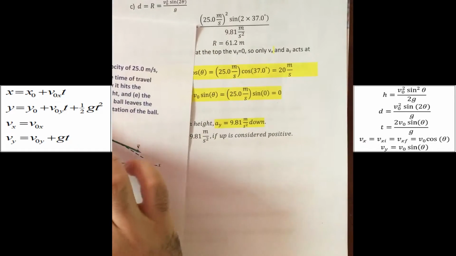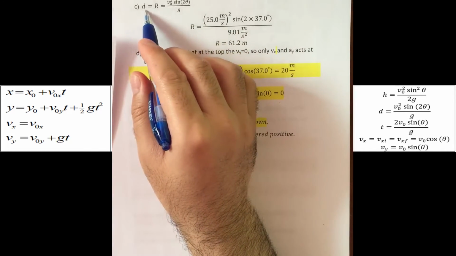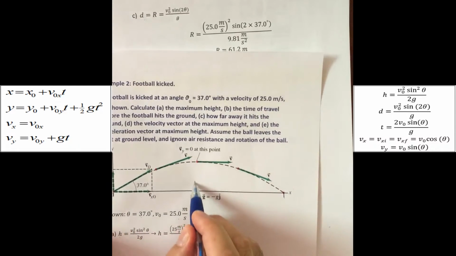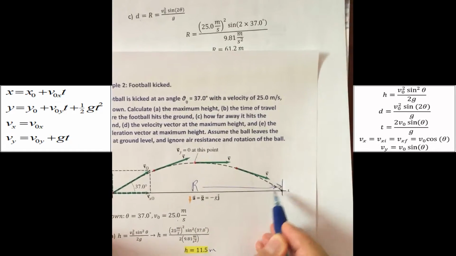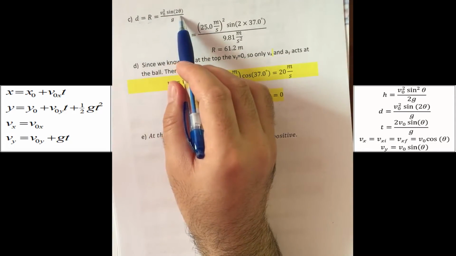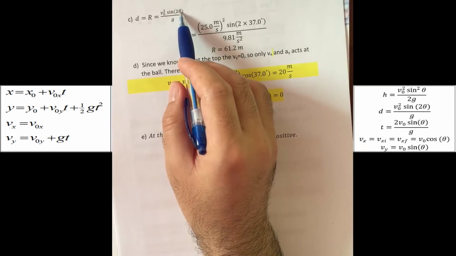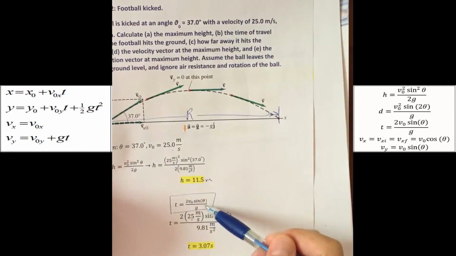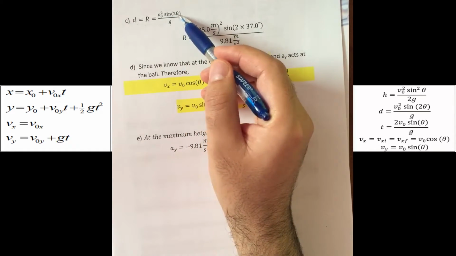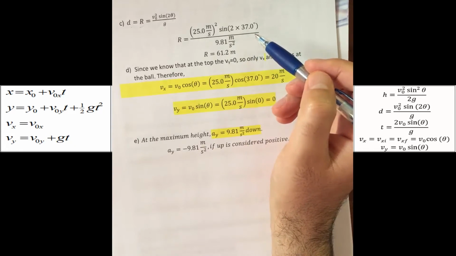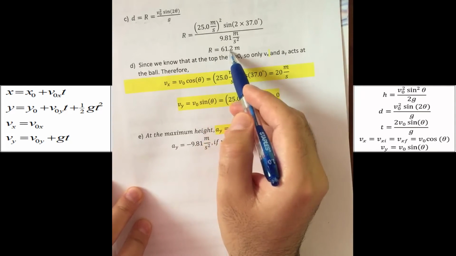And then part C says how far away it hits the ground. So for that we have d, the distance or range, right? The range is from here to here. That's our range. So that's our range or distance. So we have that formula here, right? V naught squared times sine of 2 theta over g. Remember, these equations are not the same. Here for h we have v naught squared, here we have v naught alone, and sine theta. This is sine squared, this is sine theta. Here it is v naught squared sine 2 theta. So once you have that, you substitute the values, the velocity and theta, and the acceleration due to gravity, then you will get a range of 61.2 meters.